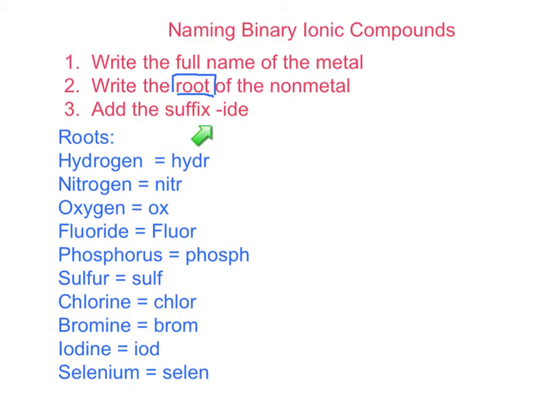Now the suffix is one of our vocabulary terms. A suffix is an ending to a word. So I add IDE at the end of this. So this becomes hydride. This becomes nitride, oxide, fluoride, phosphide, sulfide, chloride, bromide, iodide, selenide. So I just wanted to pronounce those for you so you can say them in your head.